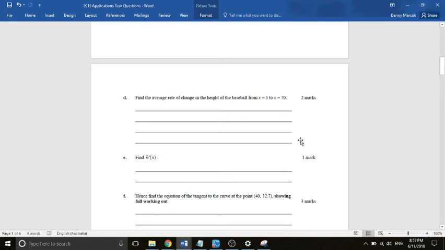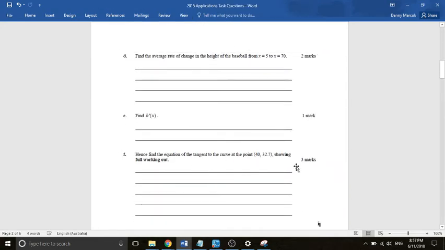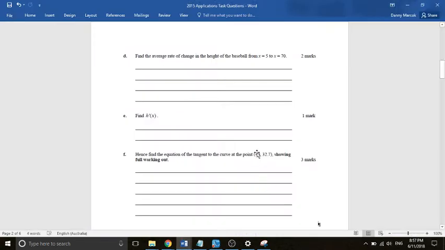Now we want to find the equation of the tangent to the curve at that point. We want to write that in terms of y equals mx plus c. So now we've got our x coordinate here as 40 and our y coordinate is that. We need to find the gradient at 40.